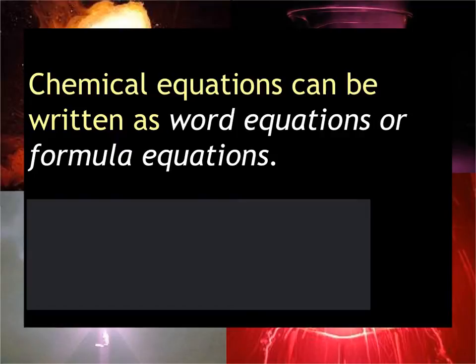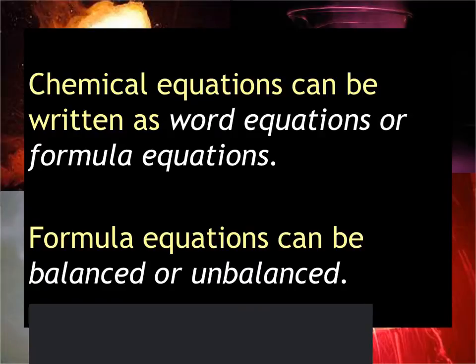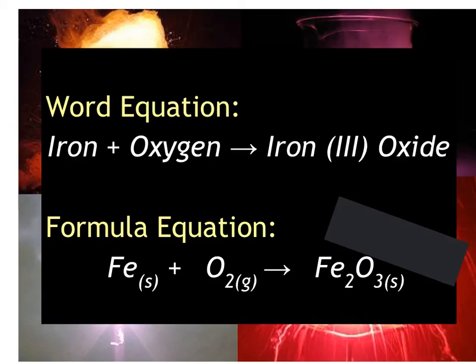Chemical equations can be written as word equations or formula equations. A formula equation can be balanced or unbalanced. Here's a word equation: iron plus oxygen will yield iron 3 oxide. So this is going to be an A plus B will equal C. This is one compound. The formula equation would look like this: iron plus oxygen will yield iron 3 oxide.